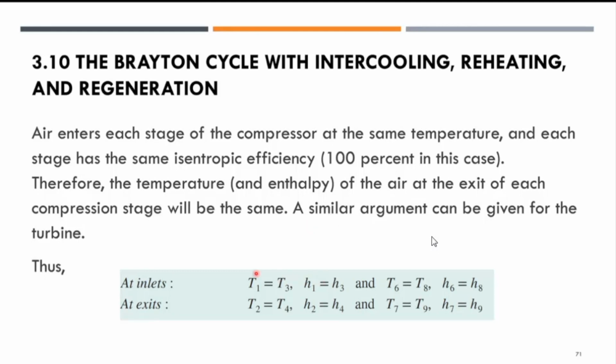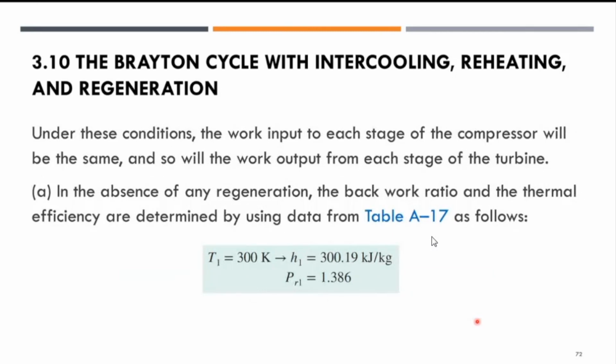So that's where at the inlet of the compressor T1 equal to T3, h1 also equal to h3. Similarly, with the turbine, T6 equal to T8 and h6 equal to h8. Similarly, at the exit of the compressor, T2 equal to T4 and T7 equal to T9. Similarly with the enthalpy over there. Right. So under this condition, the work input to each stage of the compressor will be the same. So will the work output from each stage of the turbine.